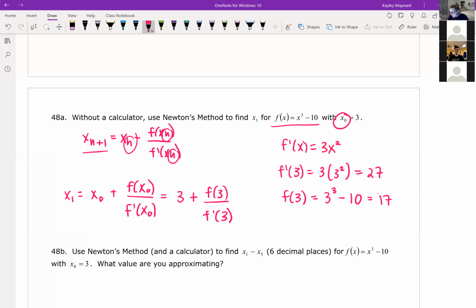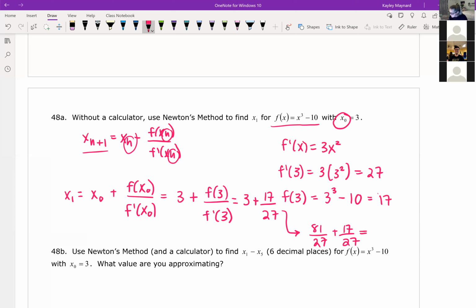Okay, so now all you do is plug everything in that you have. So this is 3 plus, and f of 3 was 17. F prime of 3 was 27. And then you do want to make these into one fraction, so you actually do want to add them together. So to do that, you'll need to get a common denominator. I won't go too deep into the algebra, but this is 81 over 27. Let me make sure that's right. Yeah, that's right. Okay. Plus 17 over 27. And that would give you 90.